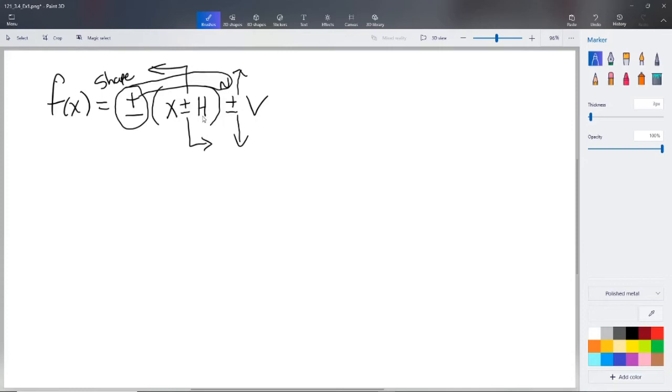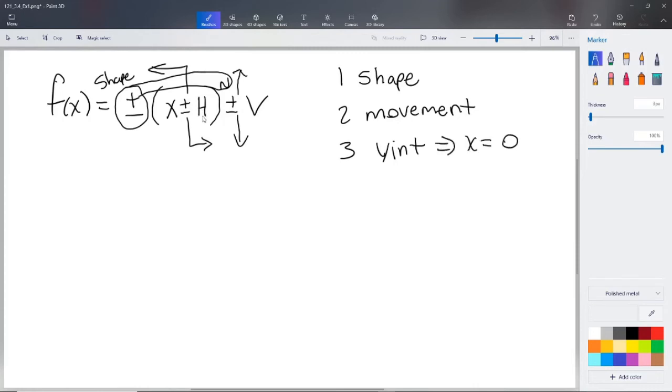And yes, there's one more piece we want to get to, which is what is the y-intercept? So really, our graphing comes down to a couple of things, right? It's understanding the shape. It's understanding the movement. And finally, it's understanding the y-intercept. And we know the y-intercept. It's where x equals 0. So now we're going to use this to jump right into 4.1 here. And precisely, we're going to look at example 1 on page 246.